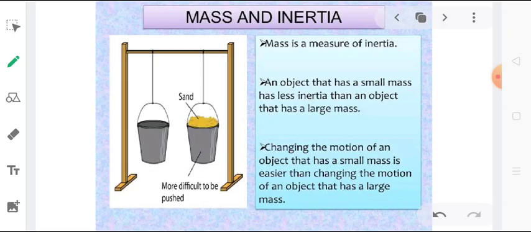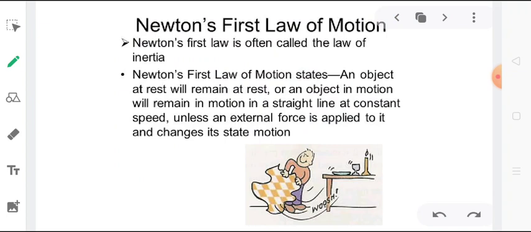So the example that I was giving you earlier, why that bucket of sand was difficult to be pushed, because its mass is more and its inertia is also more. So as to overcome its inertia, a greater effort has to be applied, a greater force has to be applied. And what type of a force should it be? Balanced or unbalanced? It should be unbalanced.